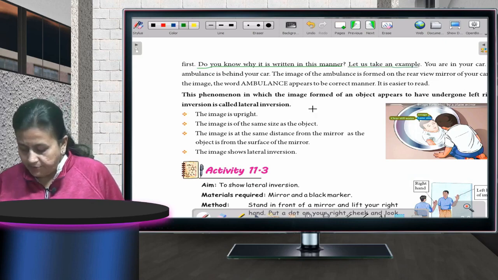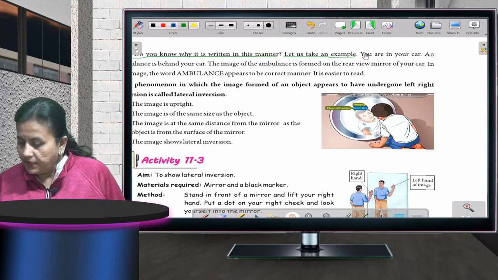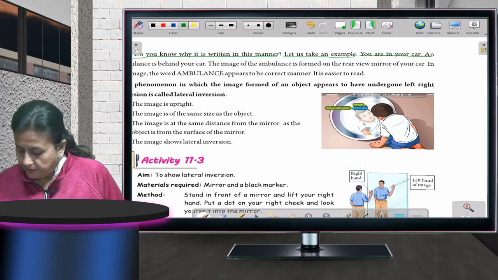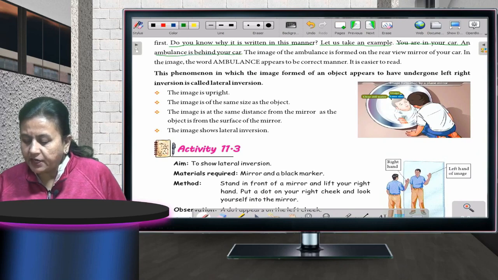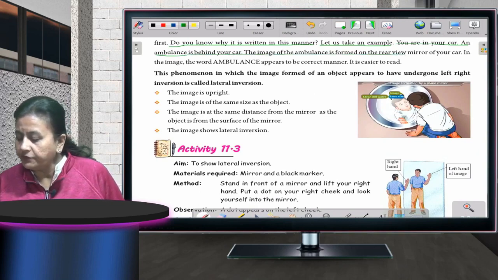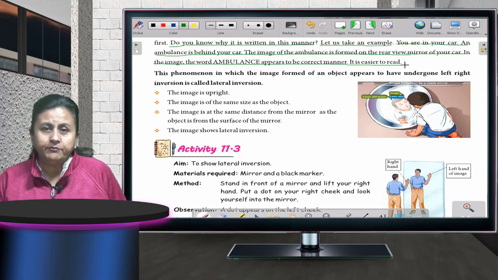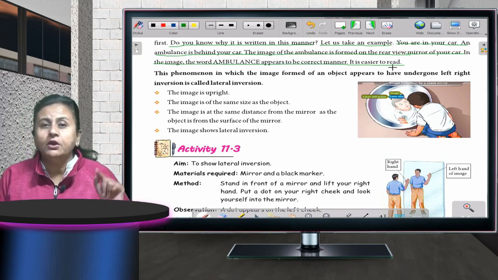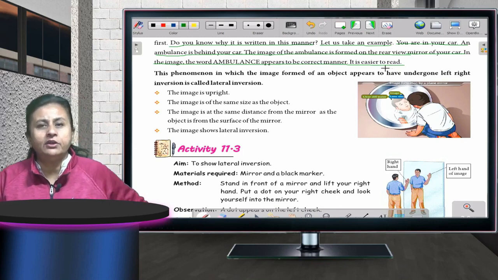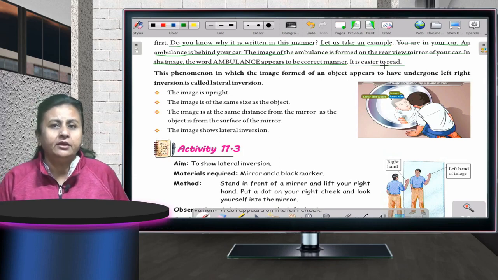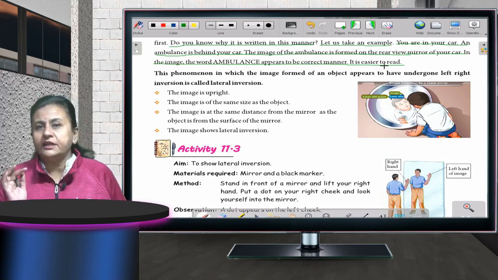So, do you know why it is written in this manner? Let us take an example. As you are in your car, an ambulance is behind your car. The image of the ambulance is formed in the rear view mirror. In the image, the word ambulance appears in the correct manner. It is easier to read. Why is it written in lateral manner? Because when you are in the car on the road, the ambulance is going to run on the road too, and whenever any ambulance comes your way, you have to give it way. You have to clear the way so that the ambulance can move very easily.